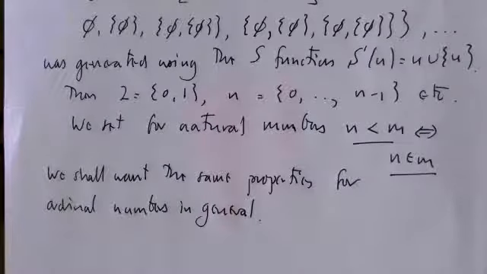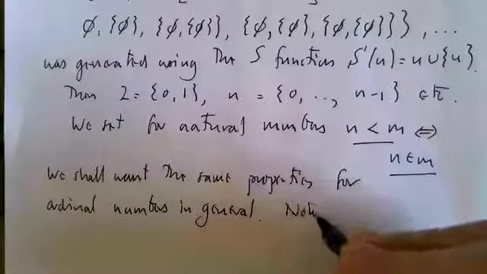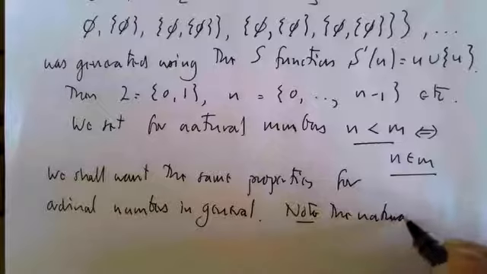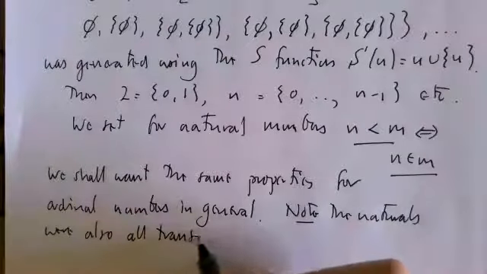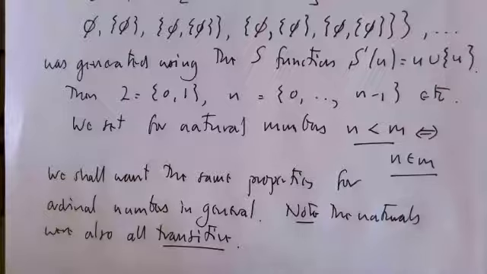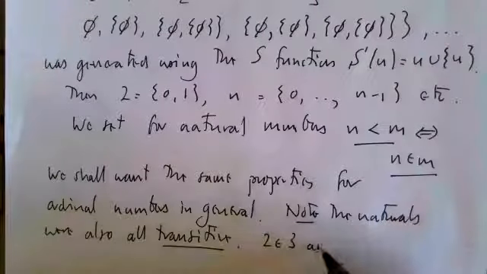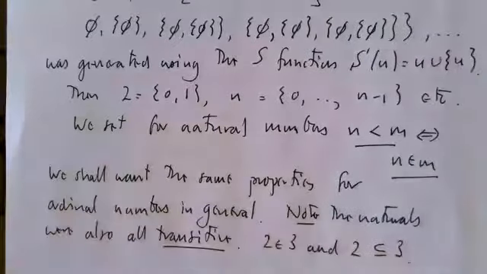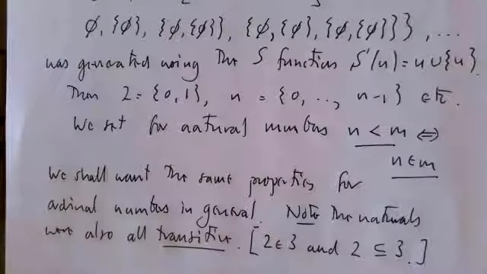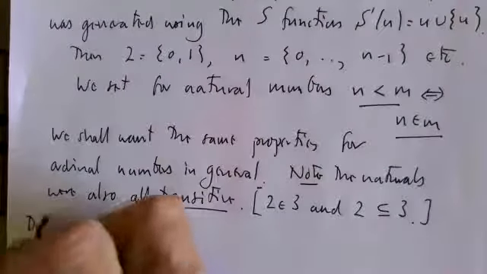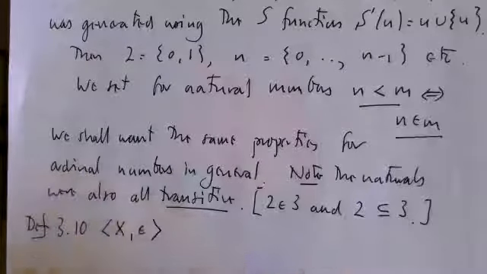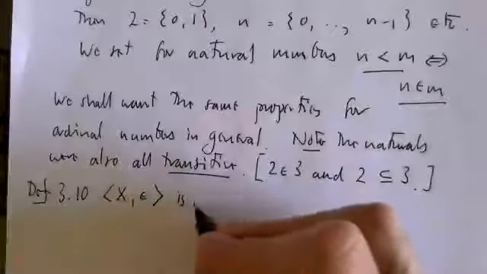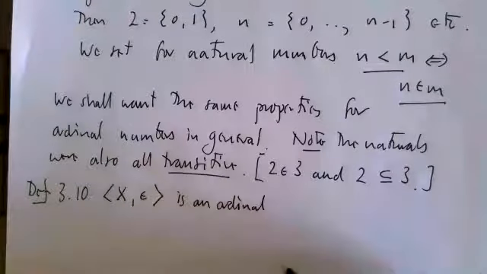So if we would define what an ordinal is by another property that the natural numbers have, so these were also all transitive. Okay. 2 is a member of 3, and also 2 is a subset of 3. Members were subsets. So the key definition for today is what an ordinal is. We'll say X with epsilon is an ordinal if 2 things hold.